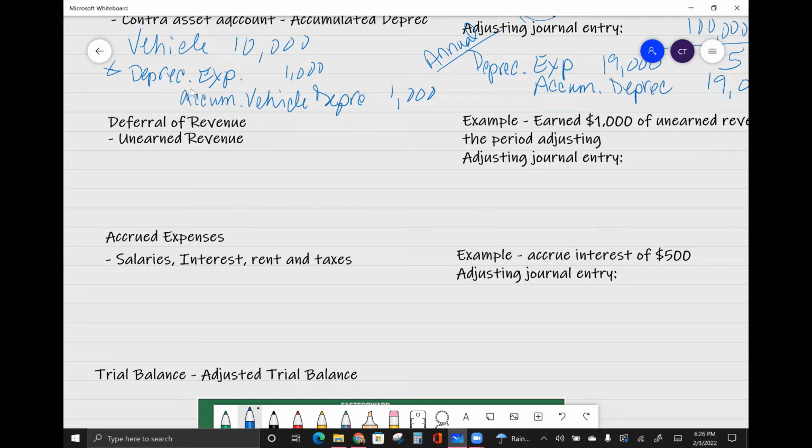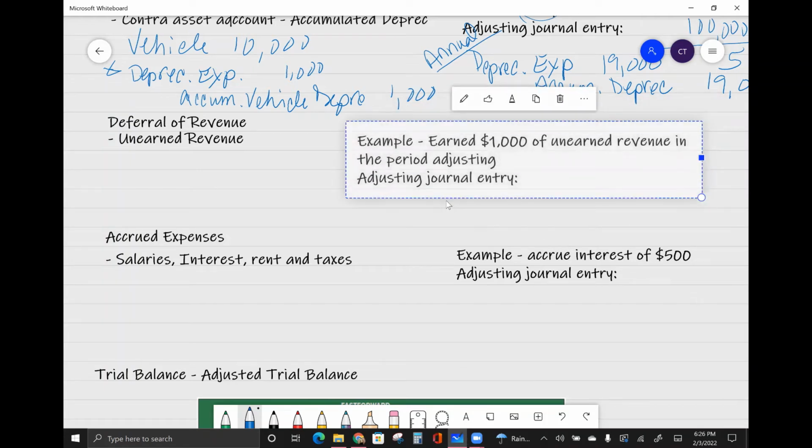Okay, so deferral of revenue. Unearned revenue, this we kind of talked about with the concerts. We have a concert and we collected the money because we're going to have one in the future. We haven't done it yet. That's considered unearned revenue. I didn't do anything yet to get the money. I just collected. So that's my unearned revenue. So let's look at an example for that.